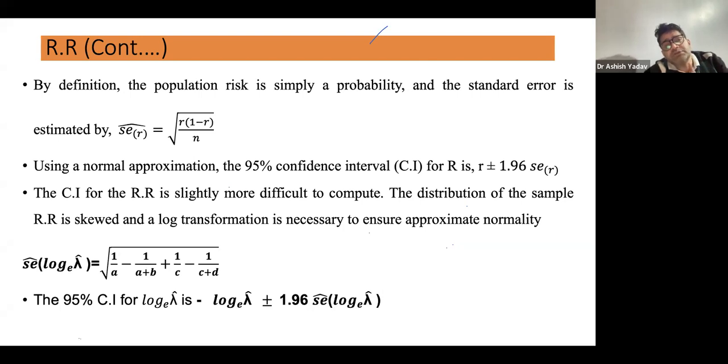Why are we using log transformation? Because the ratio of two risks is initially skewed, and we want to reduce the skewness. So once we use a log transformation, we get this confidence interval. And once you have the 95% CI, you can always take the anti-log and get the absolute values. We will see one example.